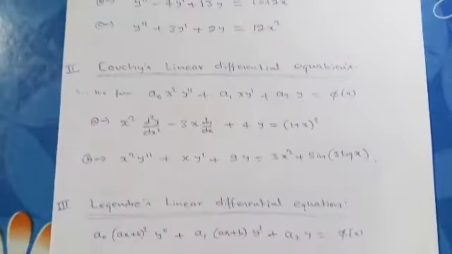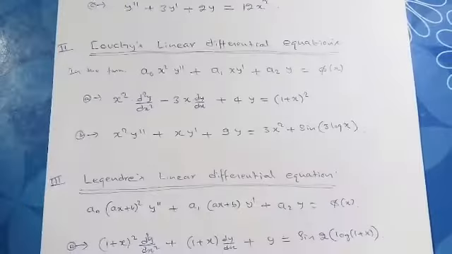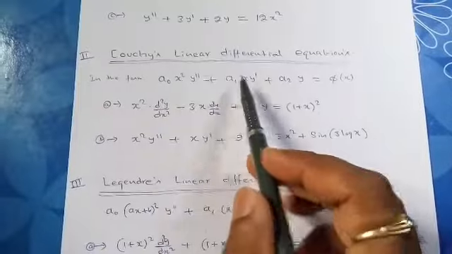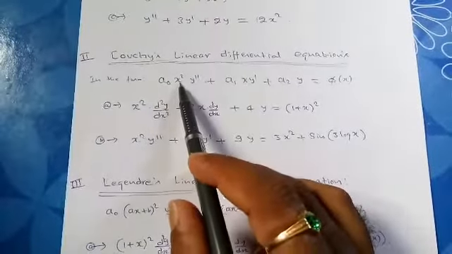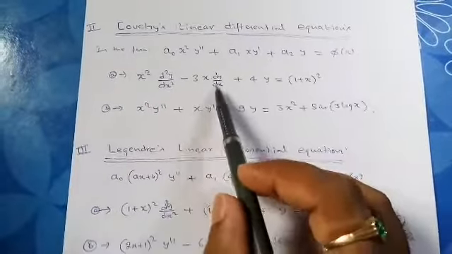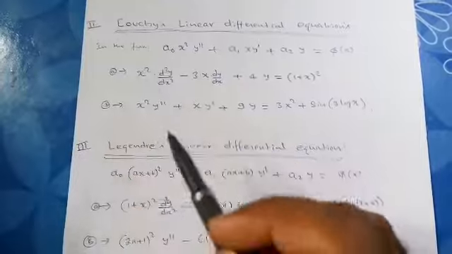Next, Cauchy linear differential equation. In a Cauchy equation, y' is multiplied by x and y'' is multiplied by x square. Here these are the examples. Here dy/dx has the coefficient x. Here d^2y/dx^2 has x square.